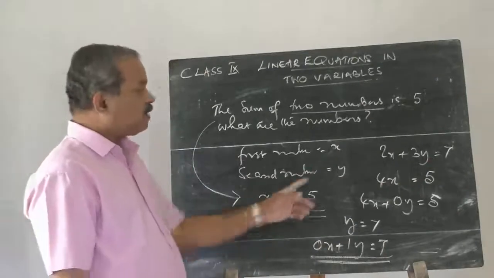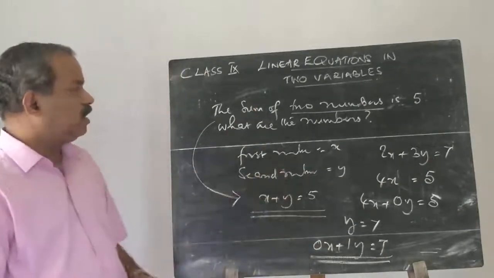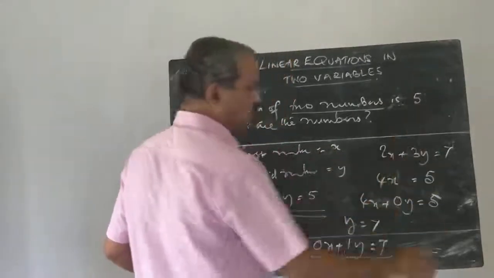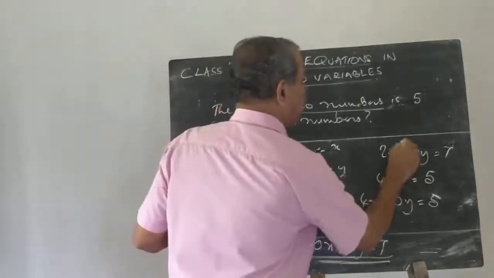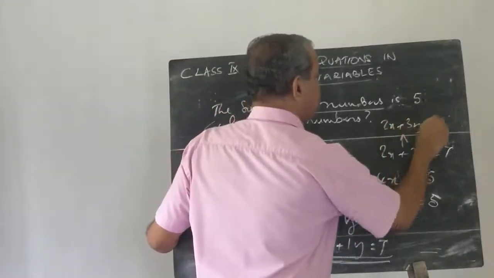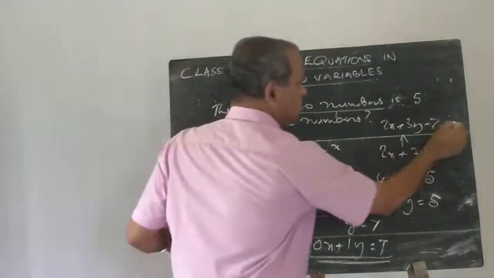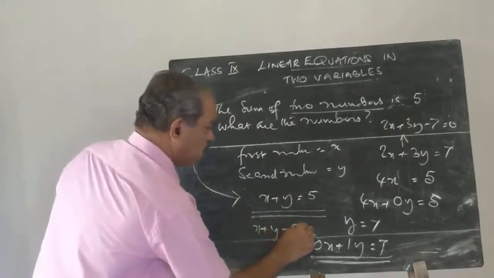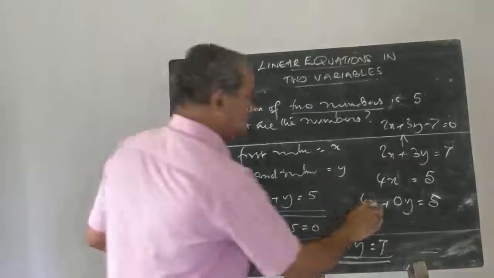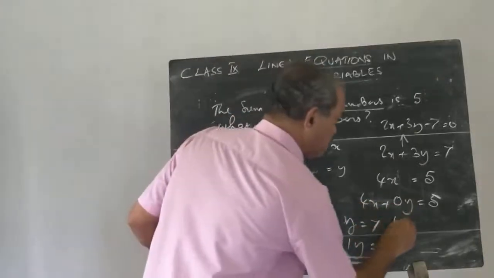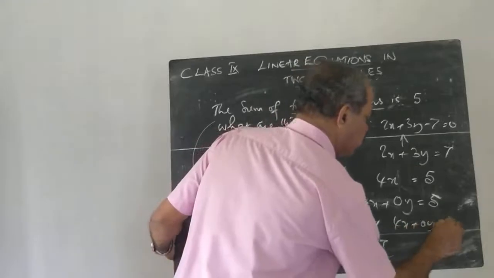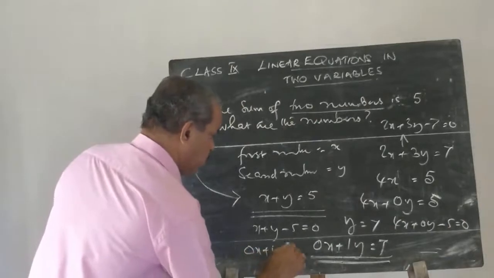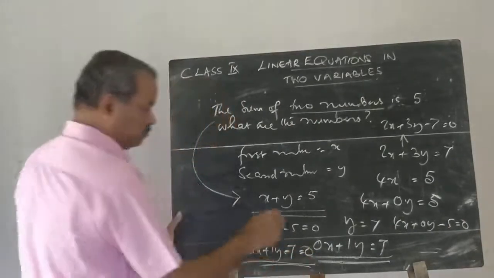Now, what can be the standard form of a linear equation in two variables? A term containing x, a term containing y, a constant term. This can also be written as 2x plus 3y minus 7 equal to 0 by transposing the constant term to the LHS. This can also be written as x plus y minus 5 equal to 0. Here 4x plus 0y equal to 5 can be written as 4x plus 0y minus 5 equal to 0. This can also be written as 0x plus 1y minus 7 equal to 0.